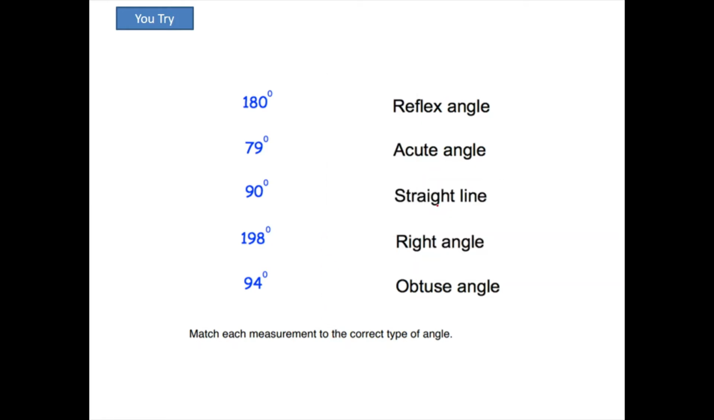Okay then, so let's do this together. Hopefully you've had a go. I'll be doing it with you now. So 180 degrees, this is the one that you might have struggled on, so we'll come back to that in a second. 79 degrees, this is an acute angle because look, it's less than 90 degrees. As for 90 degrees itself, well, we know that 90 degrees itself is a right angle. And then 198 degrees, be careful here now. It might be in the hundreds, but it is greater than 180 and it's less than 360. So that makes this a reflex angle.